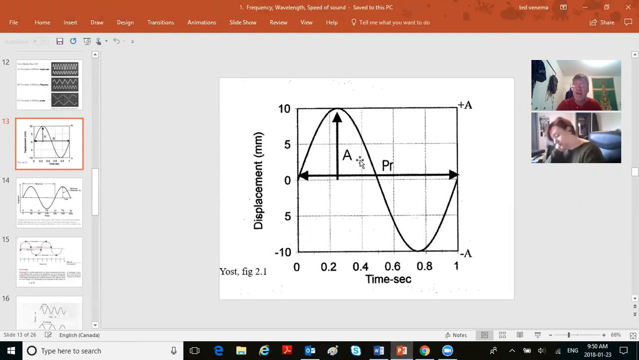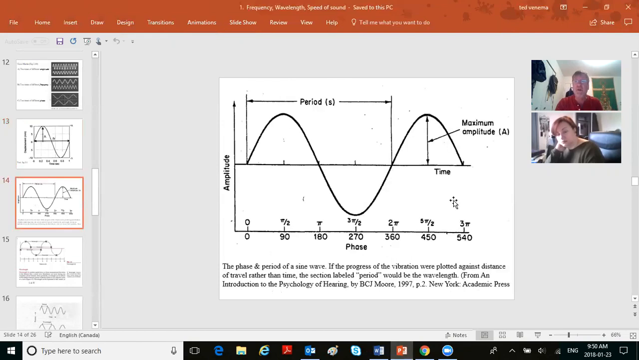Now the A stands for amplitude. That's the height of the wave. And the period, P-R, stands for the time. When you think of the word period, think of a watch on your wrist. What was the time it took to complete one cycle? Well, if this is 1 second, and you had one cycle taking place in 1 second, the period is 1 second. It took 1 second.